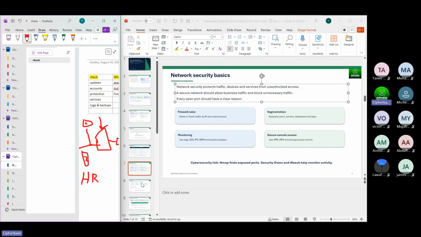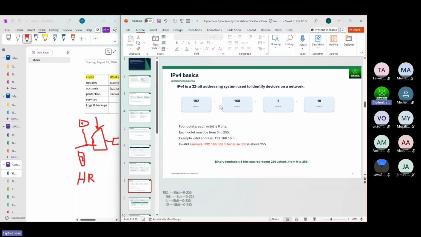So now we move to IP addresses. Before we move to IP addresses, any questions so far? Am I too fast, or any questions, subtraction, addition, before we proceed?